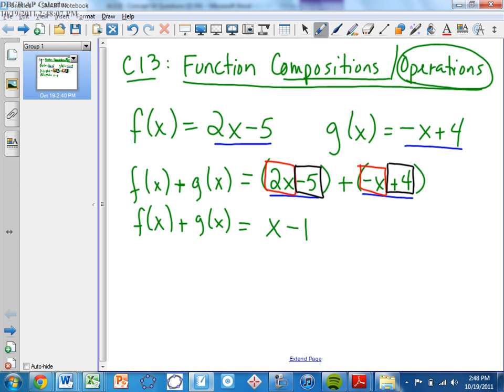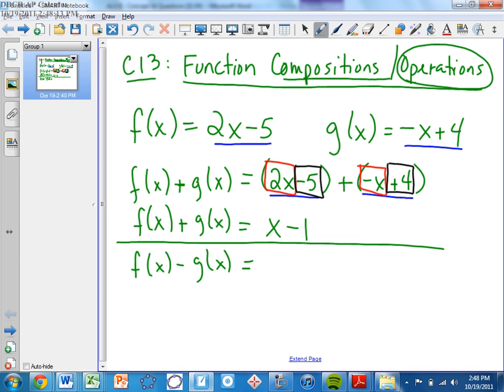Next one, so that was adding. Subtracting. Is it going to be any different really? No. Same process, but just a different answer. So instead of this one, now we have 2x minus 5 minus negative x plus 4. Now, I don't want to deal with minus. So what should I do instead? Good. Change the signs and add it. So let's think of this as adding the opposite.